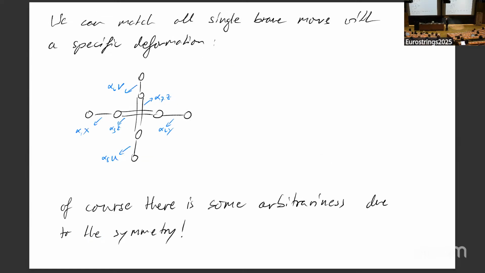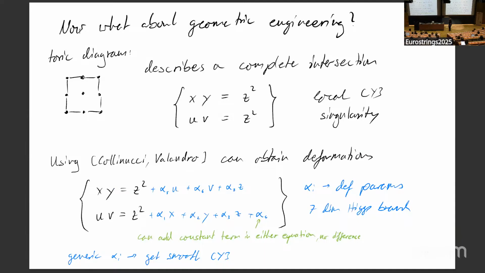Now, we can also add the other deformations, everything that corresponds to moving some single brane segment. And so we have an alpha 1x and an alpha 2y deformation. I should have really put the equation here again because this is not very clear. Let me briefly jump back to the equations. So we have two equations. And the one set of equations we can deform by x, y, and z. The other set of equations we can deform by u, v, and z.